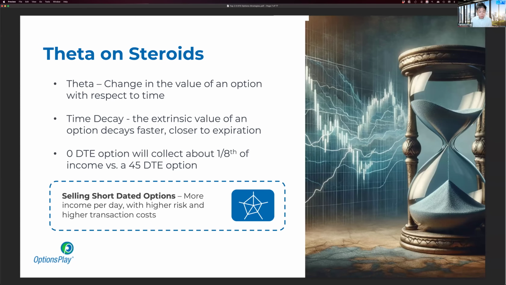So selling short dated options, you simply get more income per day, but it comes with higher amounts of risk, and it comes with substantially higher transaction costs.